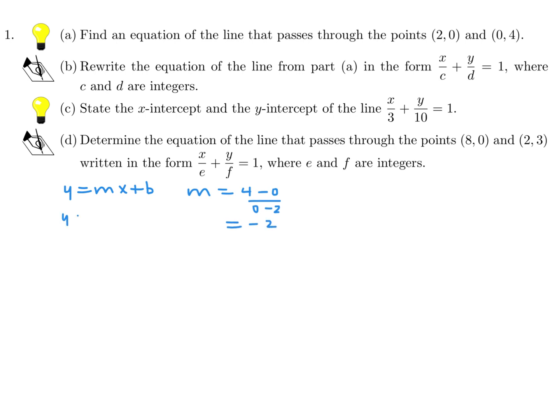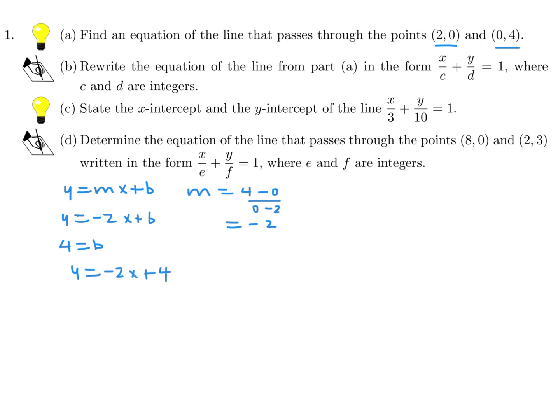Sub that into here, and we get negative 2x plus b. And then substitute either of those points to find b. So for example, when x is 0, y is 4, so therefore b is 4. And that means the equation is y equals minus 2x plus 4.